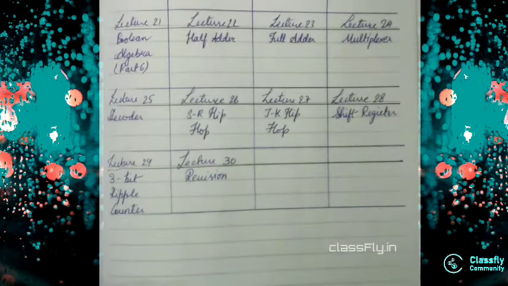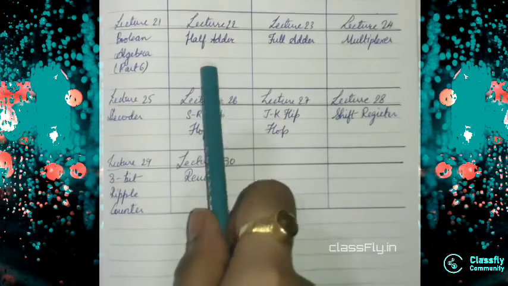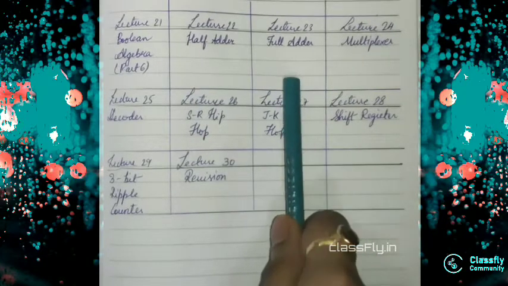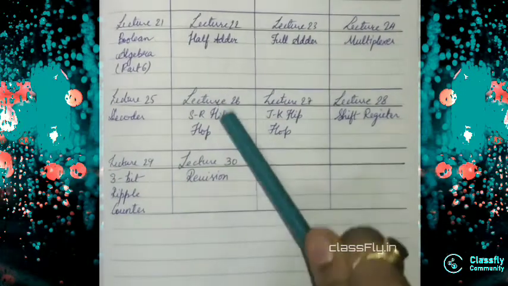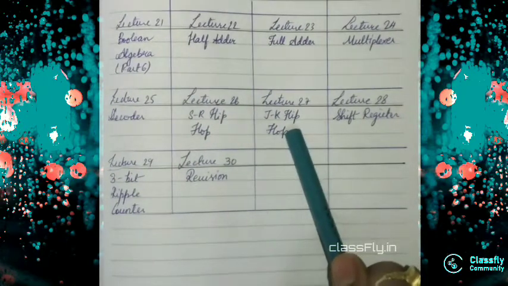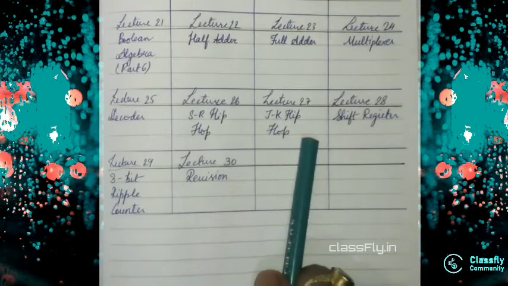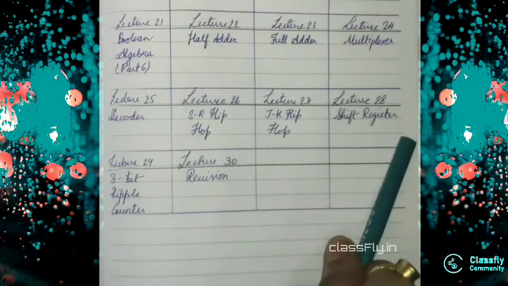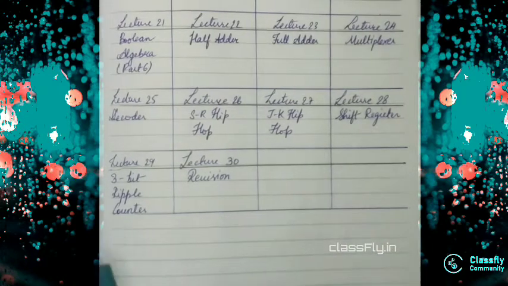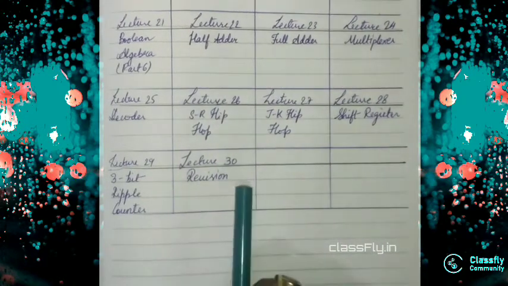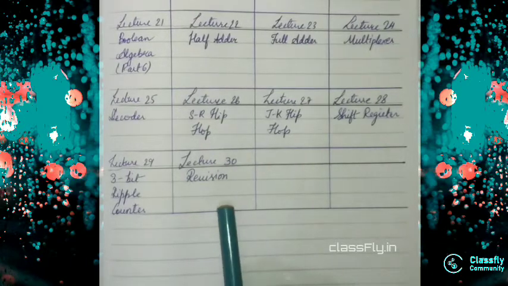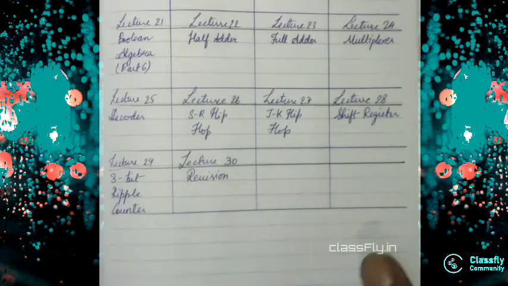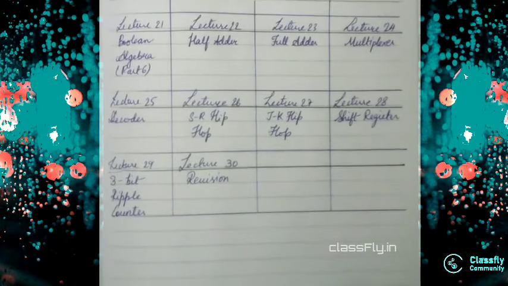Now we will move ahead to lecture 22, which is about the half adder. Lecture 23 is about the full adder. Lecture 24 is about your multiplexer. Lecture 25 is about the decoder. Lectures 26 and 27 are about the flip-flops, basically the SR and the JK flip-flop. Lecture 28 is about the shift register. Lecture 29 is the 3-bit ripple counter. Whereas lecture 30 will be a brief summary of the whole course from lecture 1 to lecture 29 as a revision for you all. So I hope you all have understood how your digital electronics fundamentals have been divided into parts.